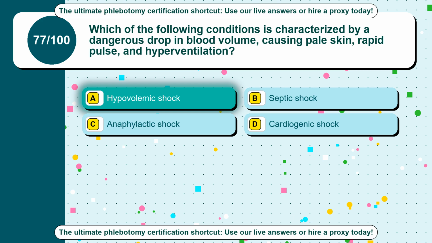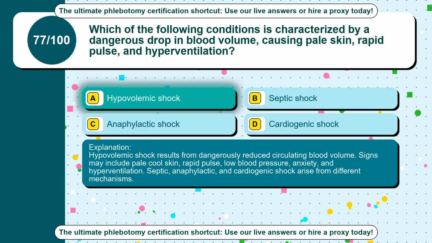Hypovolemic shock. Hypovolemic shock results from dangerously reduced circulating blood volume. Signs may include pale, cool skin, rapid pulse, low blood pressure, anxiety, and hyperventilation. Septic, anaphylactic, and cardiogenic shock arise from different mechanisms.